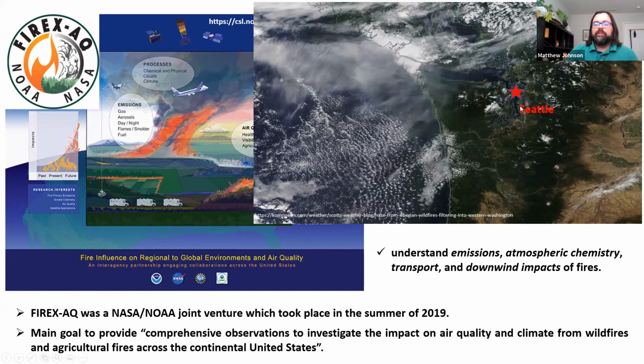Here I'm showing a MODIS image. I'm putting Seattle there for reference. You can see this haze coming off the Pacific onto the coast, and it got us thinking, well, one, where was this smoke coming from, and what was its potential impact on the background tropospheric composition or air quality in North America during this campaign time period.